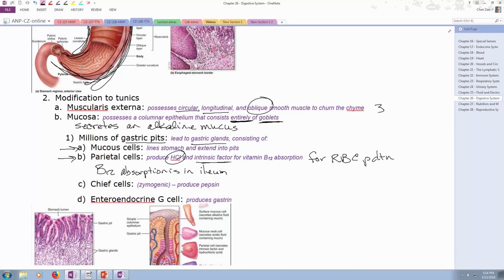Chief cells, also referred to as zymogenic cells, you're going to have to memorize that one, that's in the literature a lot, produce an enzyme called pepsin, which is a protein digesting enzyme. Acid will digest away at proteins, because remember we degrade our proteins with acids, and also the pepsin will do that. Protein digestion. Pepsin is most active in an acid pH.